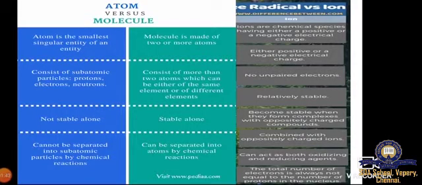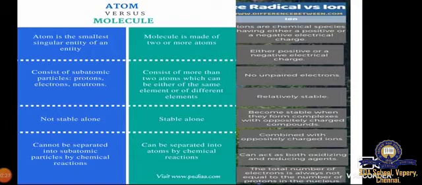Here we have comparisons between atoms, molecules and radicals. We already know an atom is the smallest particle. It can take part in a chemical reaction. But molecules are made up of 2 or more atoms. In the case of ions, they have charges, either positive or negative. An atom consists of subatomic particles: protons, electrons and neutrons. In molecules, 2 or more atoms are combined together to form a different molecule.